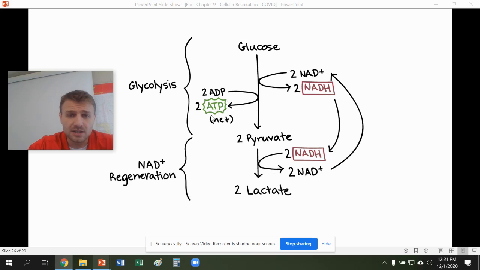We still make 2 ATP per glucose molecule, which isn't a lot, but this is the thought. It's better to make a little bit of ATP than no ATP. So the other processes aren't working. You're not getting any ATP from the prep step, the Krebs cycle, or the electron transport chain. You're making no ATP there. It's better to keep this process going and get a little bit of ATP than not having any ATP produced at all.